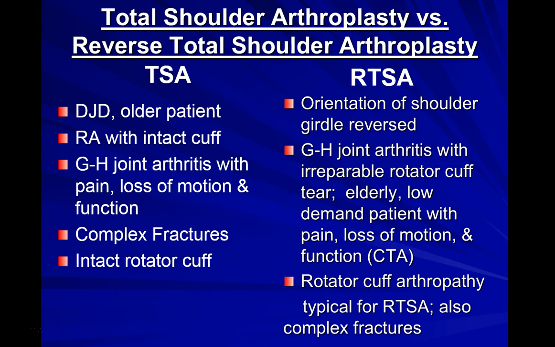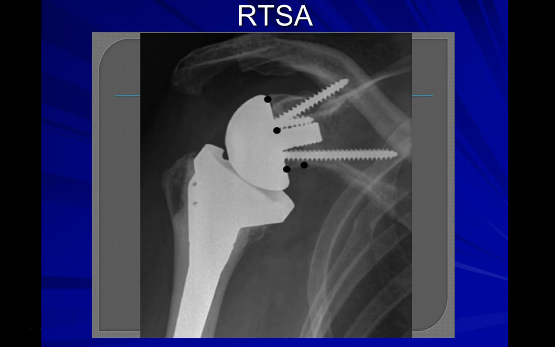Okay, what was happening is for years, patients even without the intact rotator cuff were getting a regular total shoulder replacement, and they were finding that their outcomes were very, very poor. And so when the reverse total shoulder came along, it really kind of threw some people for a loop, because basically what happens is that orientation of the shoulder girdle is reversed. So you think about where your humeral head and where your glenoid cavity are, and now you've got to reverse those. So let's actually look ahead and take a look at what a reverse total shoulder would look like.